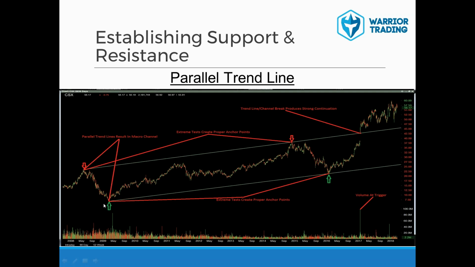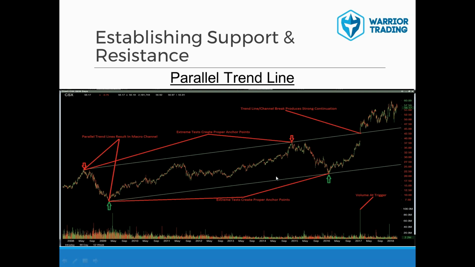We have an extreme test down here, and we have another extreme test right here. You can see it bounced off that level, and look at the move it had over several months back higher. But the real key to this is the break of the macro trend line here, when you have volume at the trigger again.